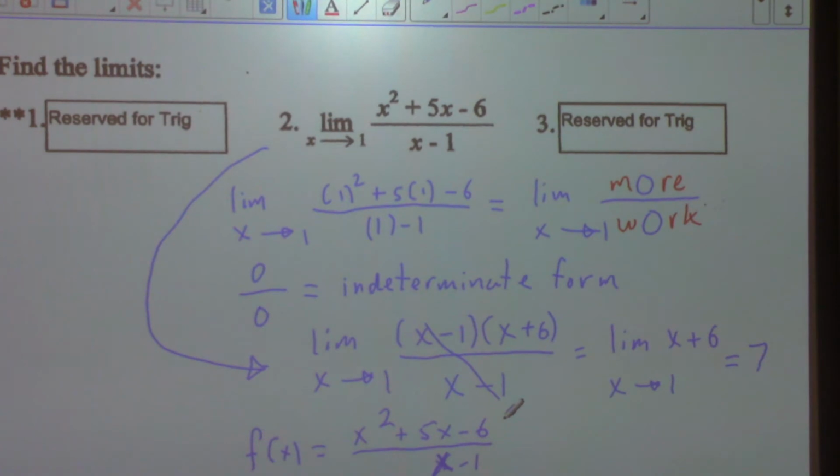And so that's one of the things. And also we called it a hole. And there's one last thing we called it, which you probably don't remember, called a removable discontinuity. So those three are synonymous: removable discontinuity, hole, and point discontinuity.